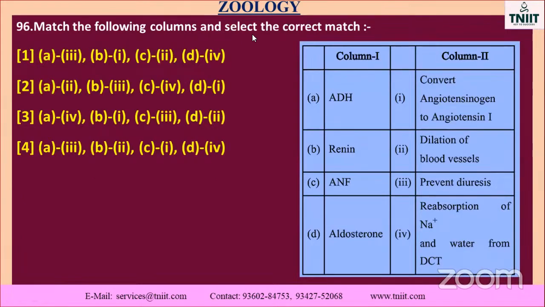Match the following columns and select the correct matches. Which one is correctly matched? Correct matches. Okay. See here, A is 3, A is 2, A is 4, A is 2. So A is 3 means ADH. It's related to preventive diuretics. Okay, preventive diuretics. It will come, yes. And T is 3-1. So the answer is A here. A2, ADH. ADH is dilation of blood vessels.